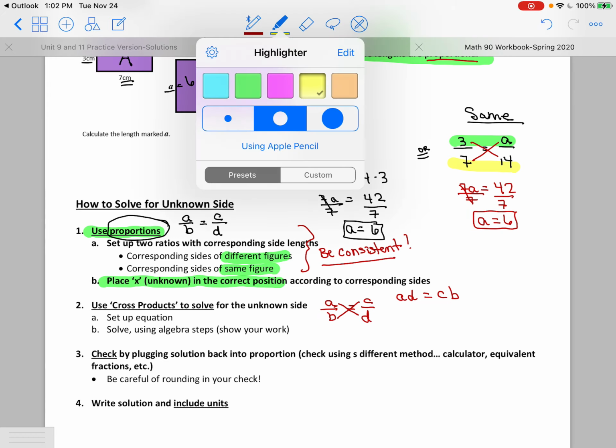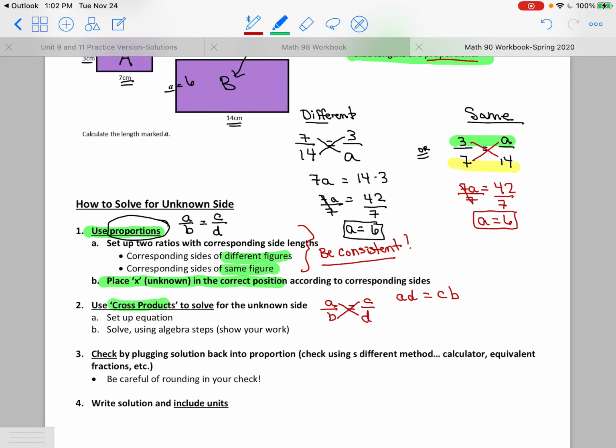Thirdly, let's go back down here. So we used cross products, set up our equation. We want to check by plugging the solution back into the proportions. And I would kind of just highlight here, check using a different method. I feel like if you check using cross products, you're just undoing what you just did. So I kind of like the method of checking using a completely different method.